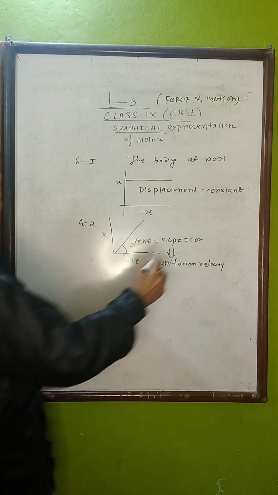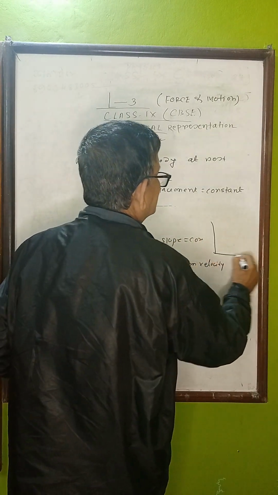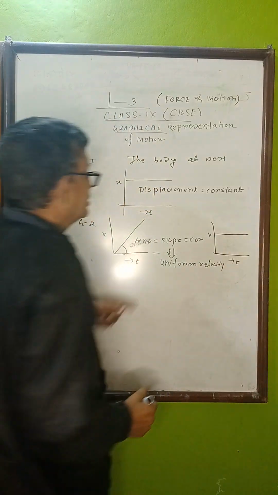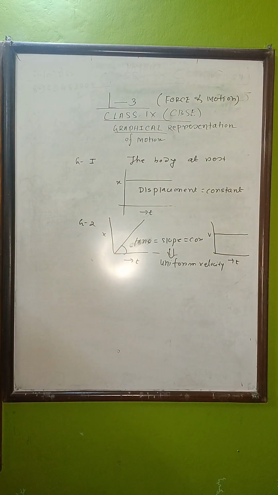Again, you can represent uniform velocity like this. This is time, this is velocity, parallel. It is also uniform velocity.